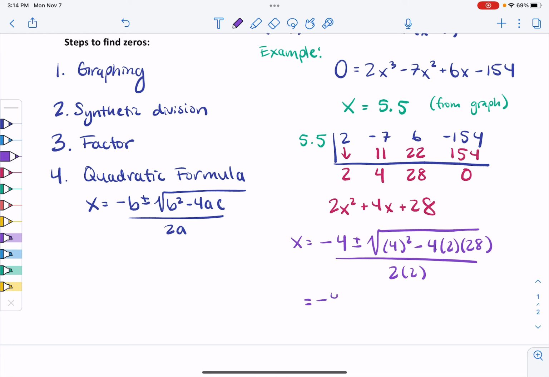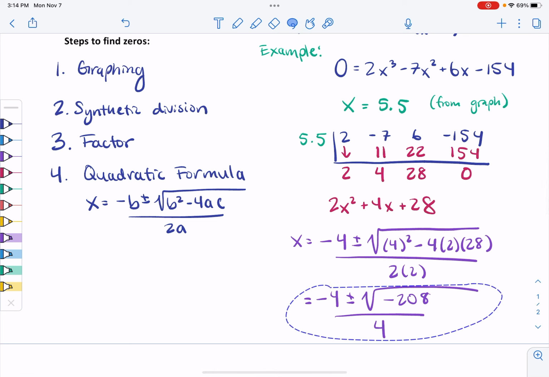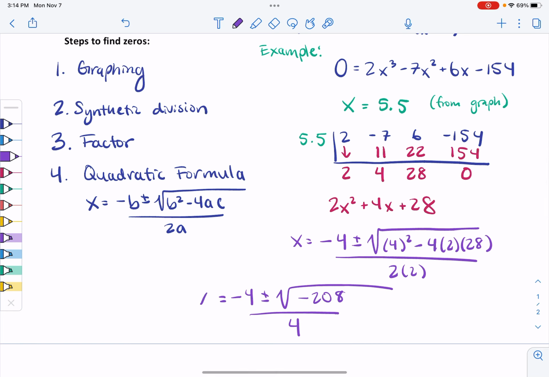So we get -4 plus or minus the square root of, I did not do this one beforehand, so let's see what that is. We get 16 minus 4 times 2 times 28. So you get -208 underneath the root. All right, and then all over 4. Okay. Now, I'm going to move this over because we can do some simplification here. So I have a -4 plus or minus, let's see what 208. I know I'm going to have an i.